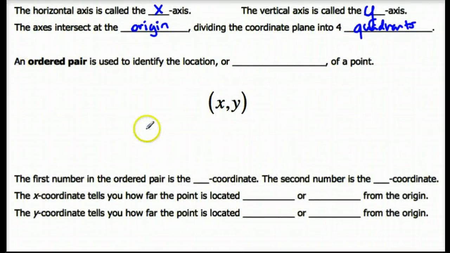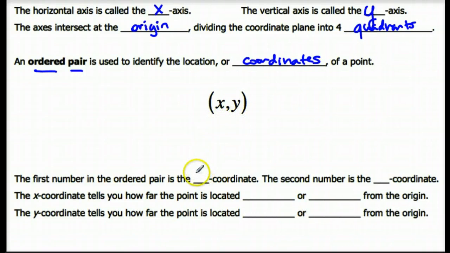Now we're going to go ahead and take a look at how we identify different points on the coordinate plane. So to identify a point, we use what's called an ordered pair. And that's just used to tell us the location, or the coordinates is what we often call them, of a point. And so an ordered pair will always look like this. It will be one number, comma, and then another number. And notice it's always in parentheses. It's very important that you put ordered pairs in parentheses.